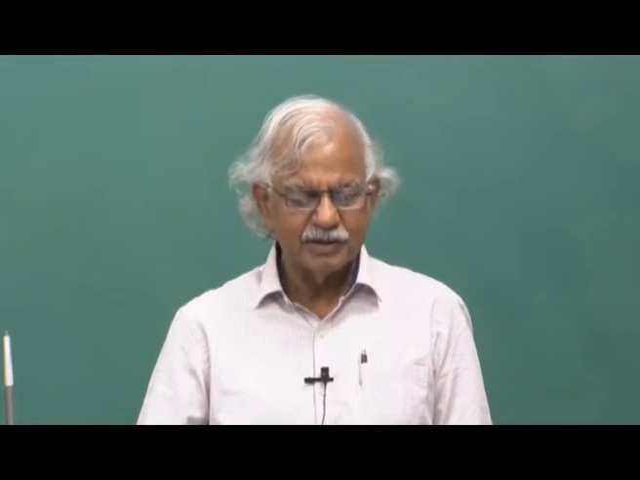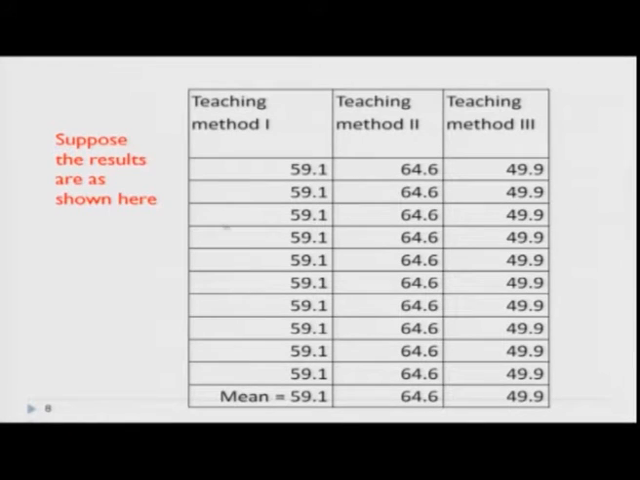Suppose the results are as shown here. This is a hypothetical situation. The real situation would be like the earlier one; that is the realistic situation. Here I am making a hypothetical situation. What is unique about it? The means are the same, 59.1, 64.6, 49.9, and all the subjects in one group have the same value, 59.1, 59.1. It is in this situation that we say there are no variations within the group.